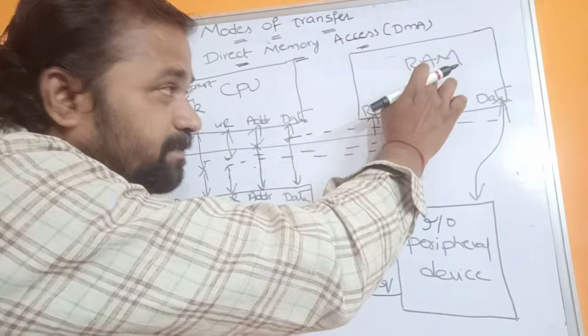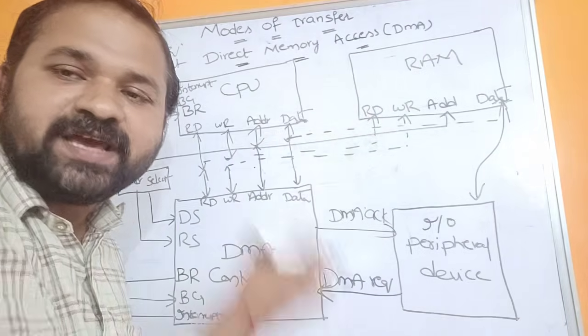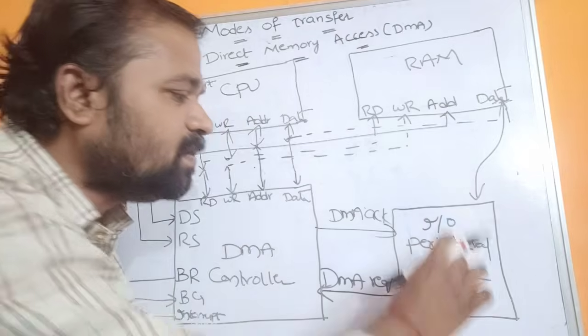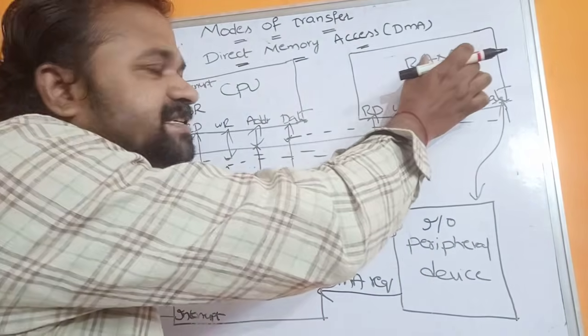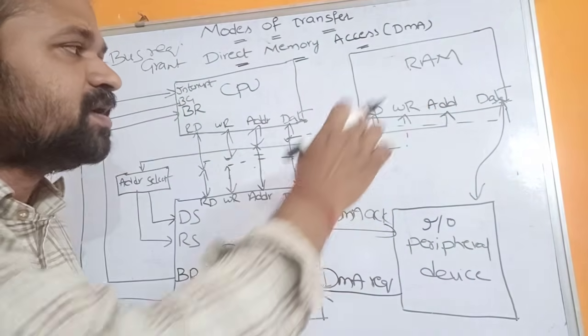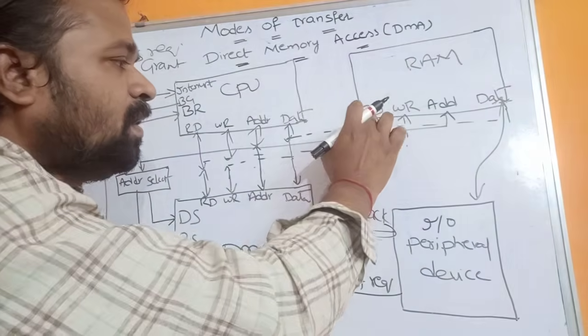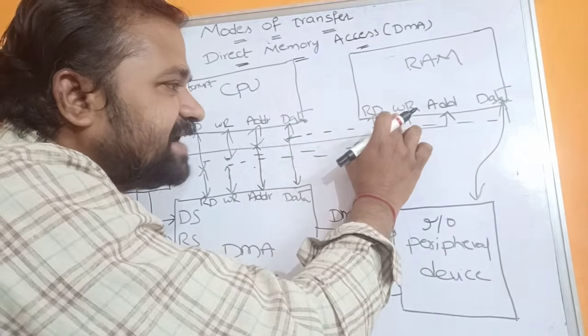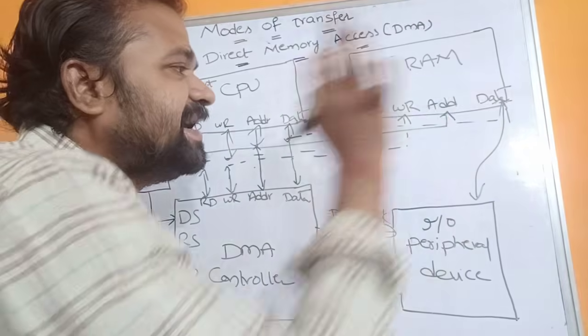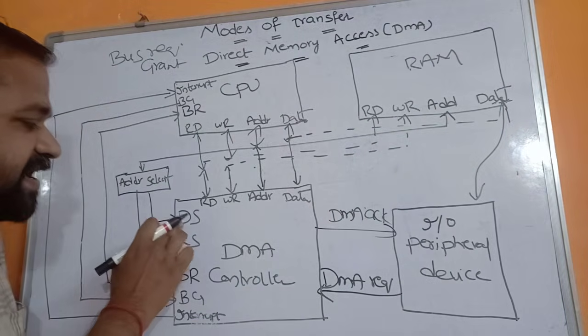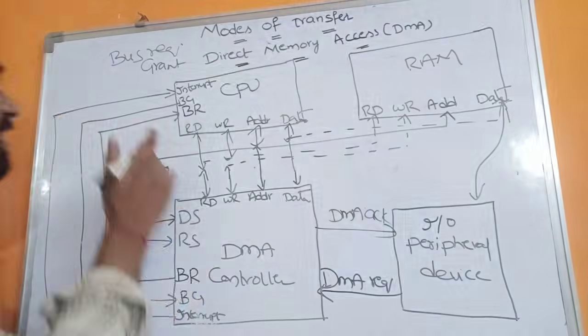RAM means main memory. Here the DMA controller is transferring data between IO peripheral devices and the main memory, that is nothing but RAM. So RAM also contains read control line, write control line, address bus and data bus. Here we have DS. DS stands for DMA select.